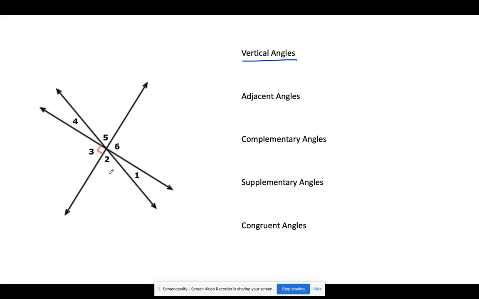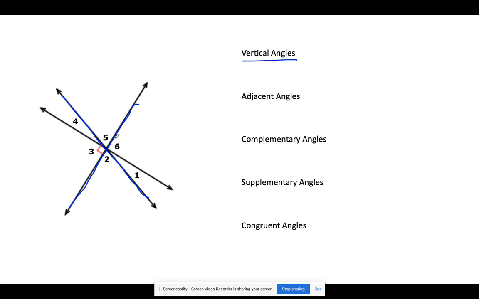So for instance, in this diagram, let's look at this blue line here and this blue line here. They intersect and they form four angles. They form angle 5 and angle 2, and those would be considered vertical angles. Now, I want to emphasize that vertical doesn't mean one's above and one's below. Vertical can also mean left and right.